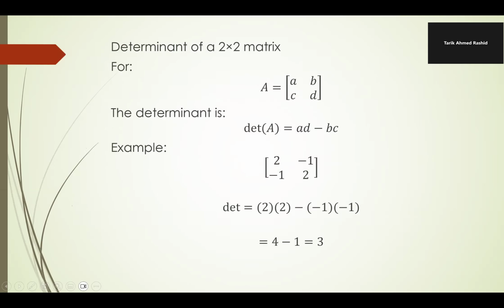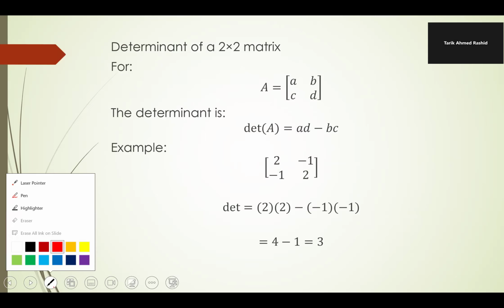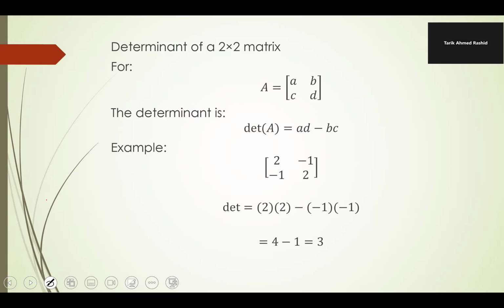So here we have an example of how to find the determinant of a 2 by 2 matrix. For example, if you have a matrix A, B, C, D, the determinant equals A times D minus C times B. That is the determinant.